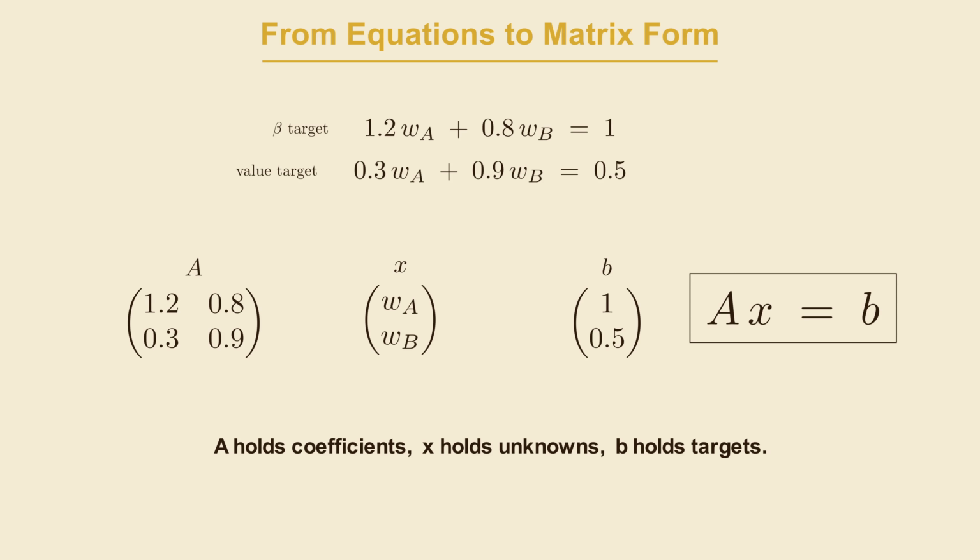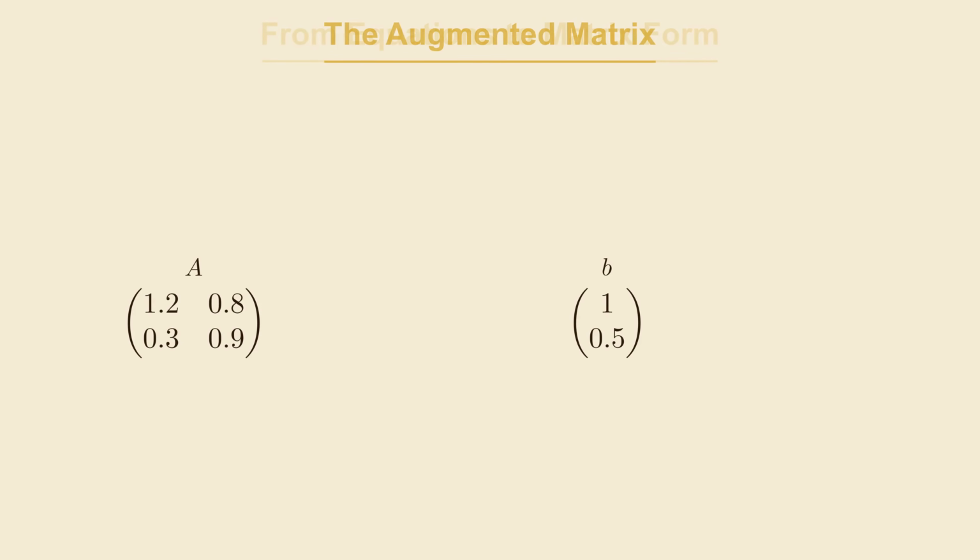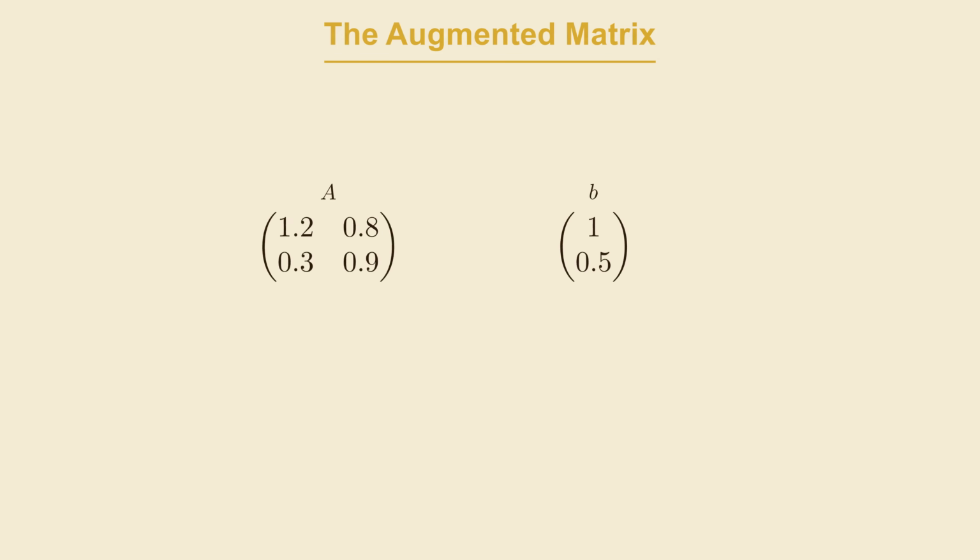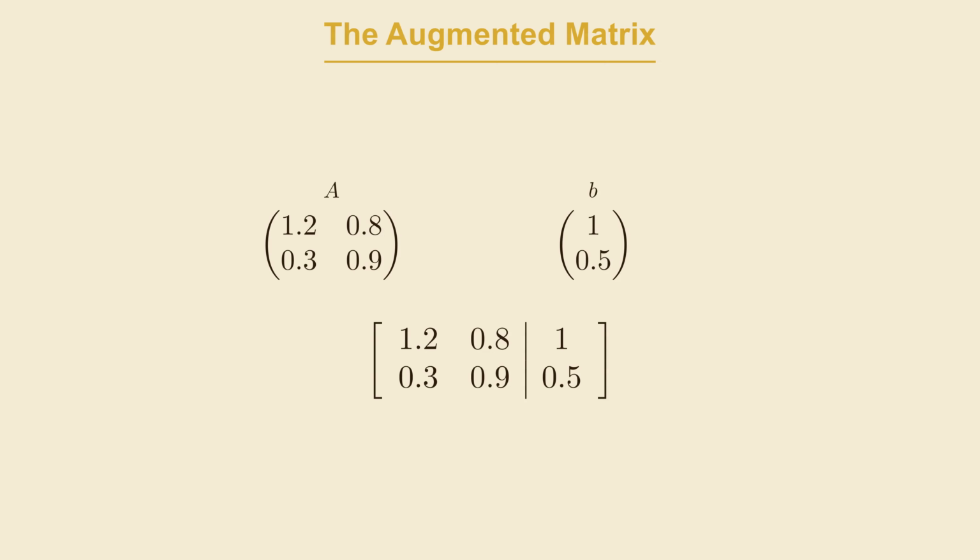But for now, the important thing is that AX equals B is just a way to package this system of equations. We have two equations written as one statement with no information actually being lost. There is one more way to package this same system. Take the matrix A and stick the vector B on the right side as an extra column. Instead of a 2 by 2 matrix, you now have a 2 by 3 table. The first two columns are the coefficients from A, and the last column is the targets from B.